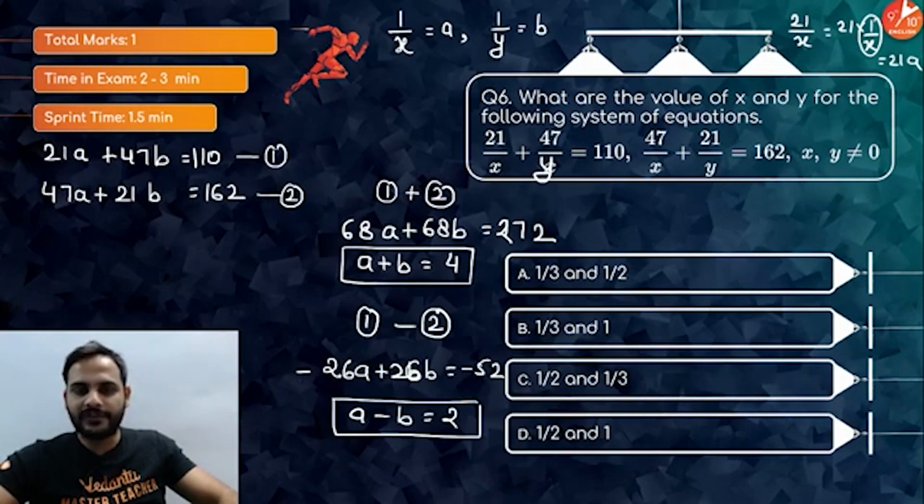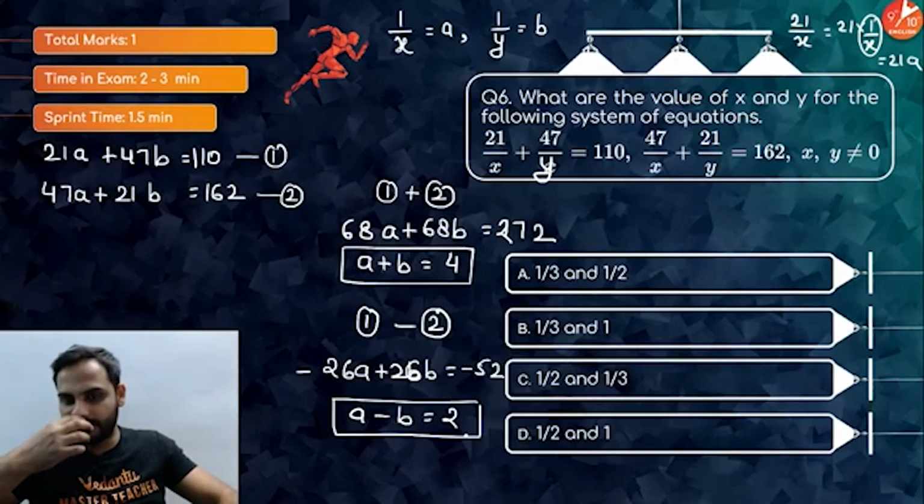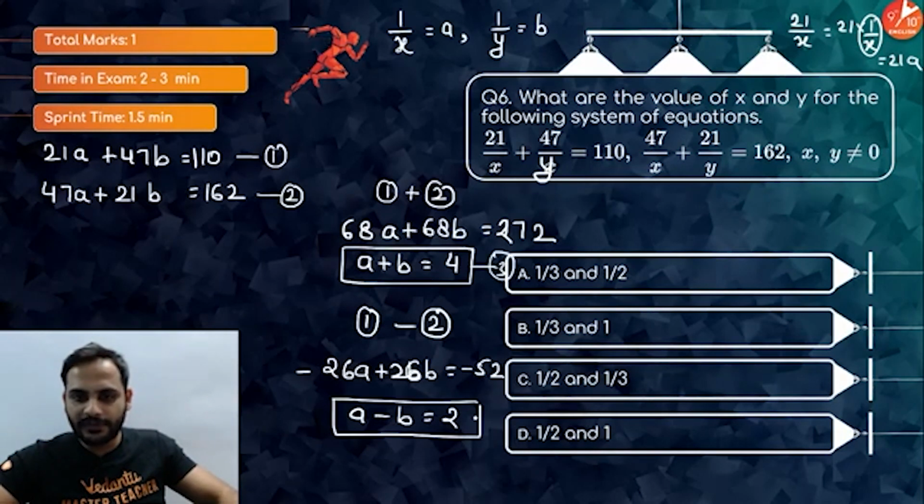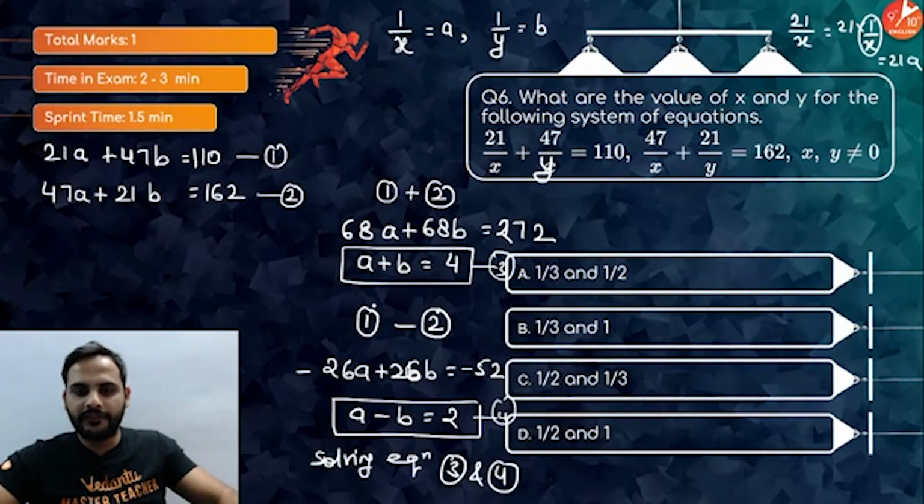Again, I have taken minus 26 common. So minus 26, if I take common, this will become A. Here it is plus 26B. So if I take negative common, plus B will become minus B, and minus 52 upon minus 26 is 2, A minus B equal to 2. Now these two equations are easier to solve, equation 3 and equation 4. If I add both the equations, 2A is equal to 6, A is equal to 3, and put A is equal to 3, B is equal to 1. We have got A is equal to 3 and B is equal to 1.